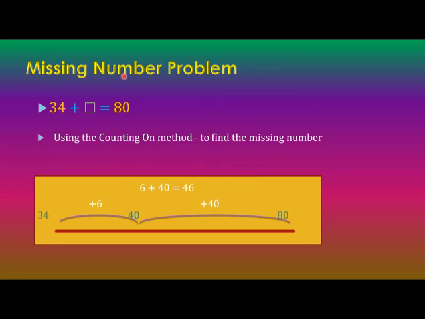We've worked out missing number problems previously. 34 plus the missing number symbol equals 80. For example, previously we've used the counting on method to find the missing number. So we start with 34. We count on 6 to get to the next 10. And then from 40 to 80, we add 40. So 6 plus 40 is 46. So the missing number symbol, counting on, is 46.